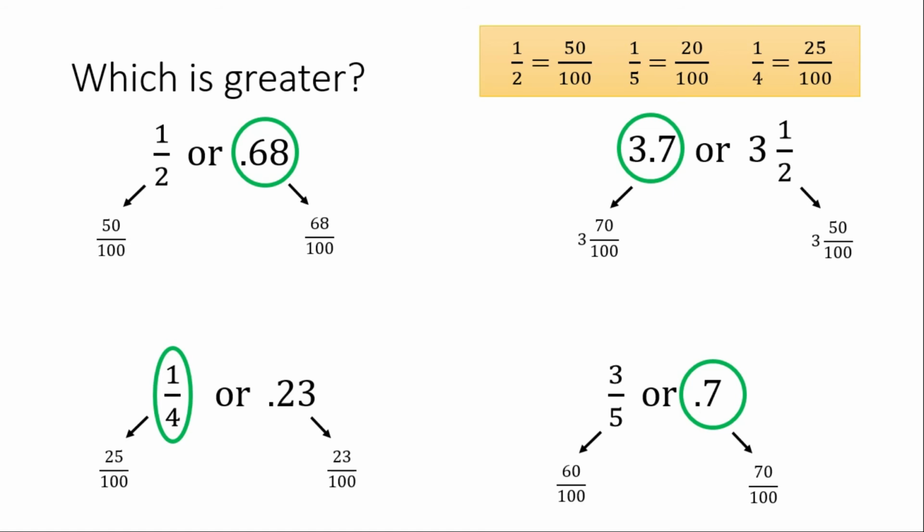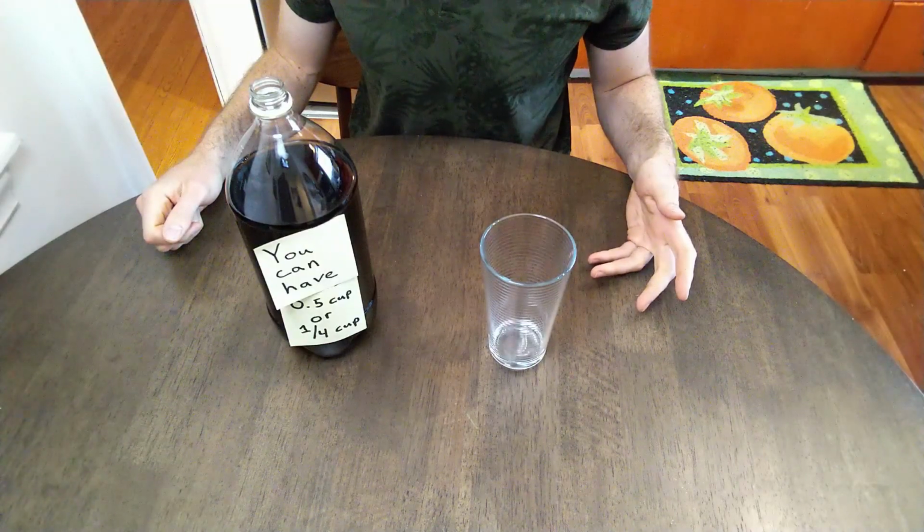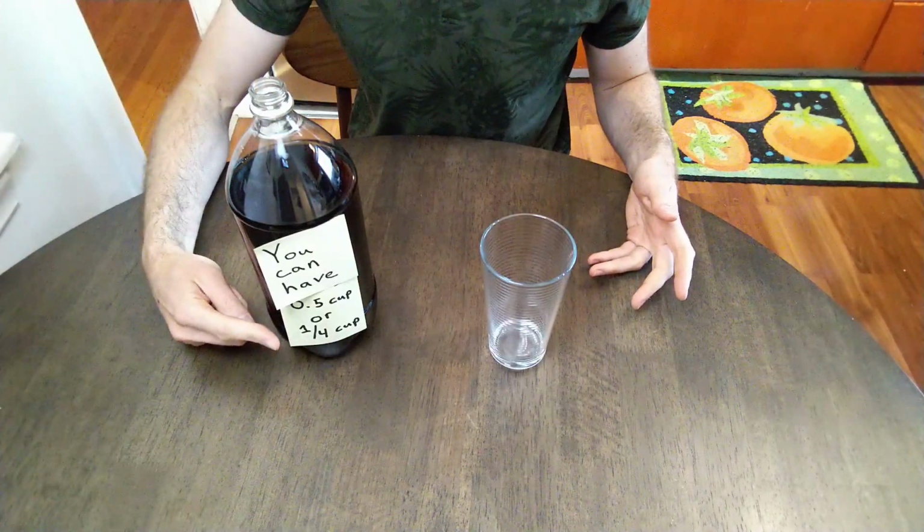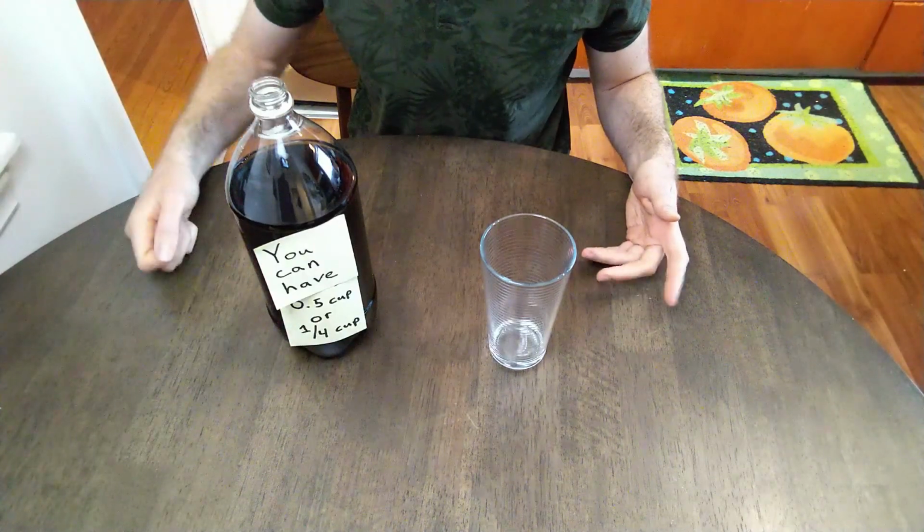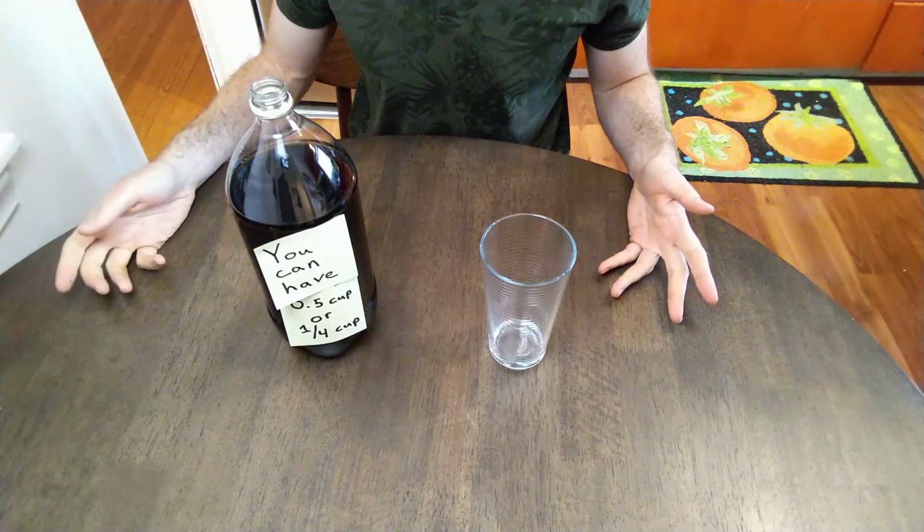And that's how you can compare mixed fractions and mixed decimals, even if the mixed fractions have denominators that are not 100 or 10. Well, now I know what I need to do. I need to find equivalent fractions with denominators of 100 of the amounts that are listed on the bottle, and then I can figure out which one's more.